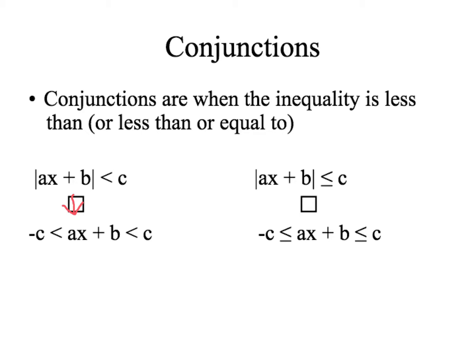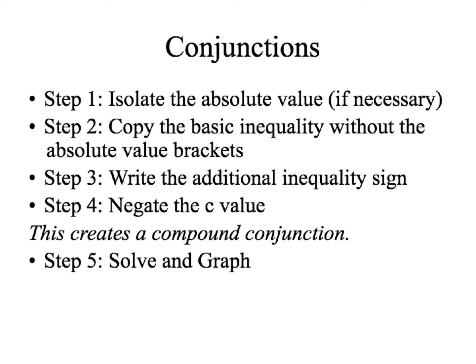If you have the absolute value of ax plus b is less than or equal to c, if it's a conjunction, it will be negative c is less than or equal to ax plus b, which is less than or equal to c. Make sure to write down these steps because they will help you later.